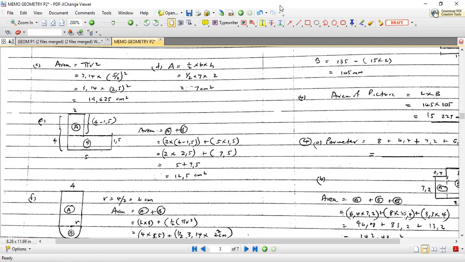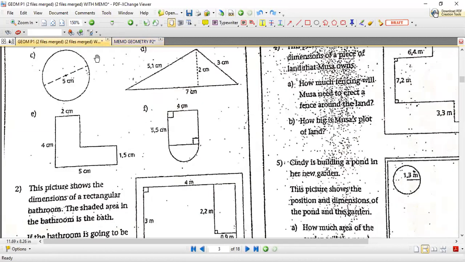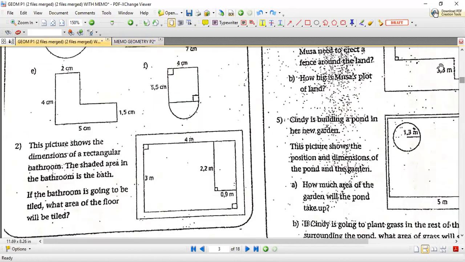Right, let's go on to our worksheet. Figure F, we see that we have a rectangle and a semicircle attached to it. So in this case, we are now going to add the areas of a rectangle and a semicircle. Now the problem is, for the rectangle it's 4 by 5,5, but for the semicircle it would seem that we do not have any measurements.